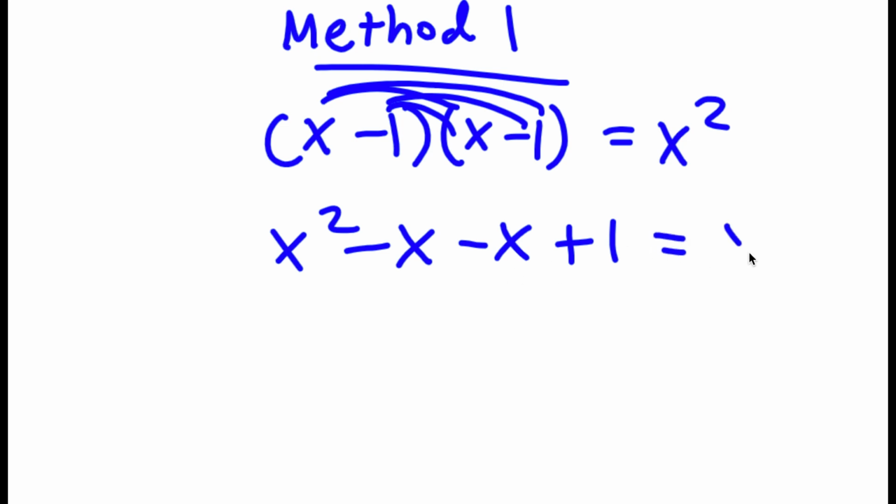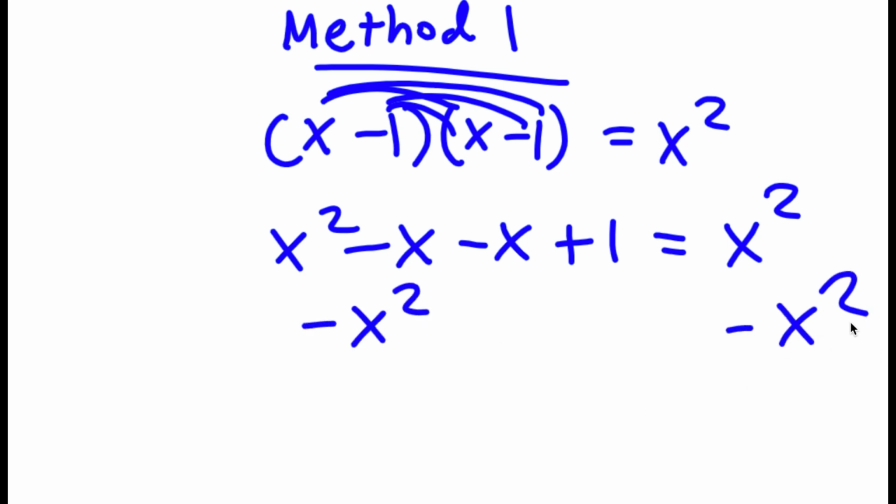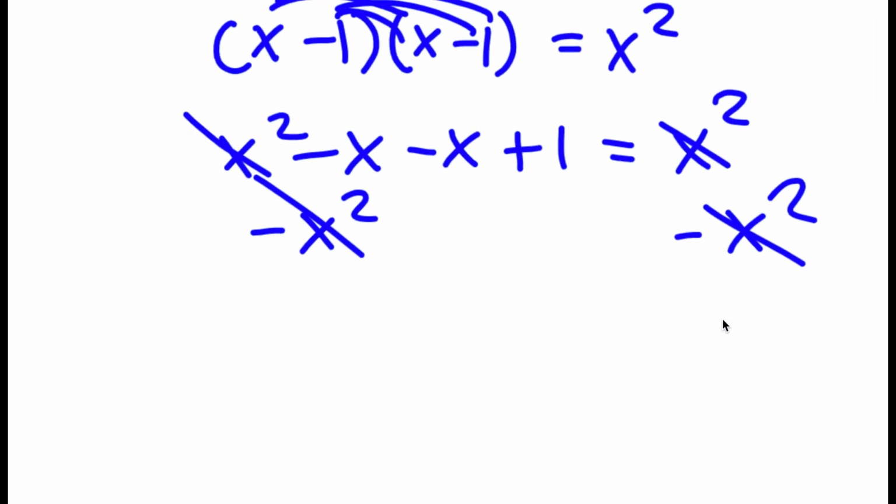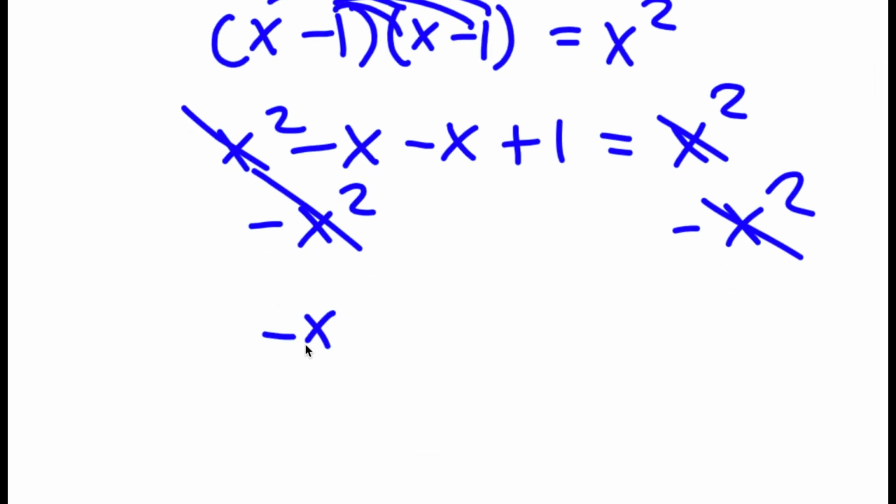So this is equal to x squared. Now I can subtract x squared on both sides. So then these two cancel out and these two cancel out. So now I have negative x minus x plus 1 is equal to 0.